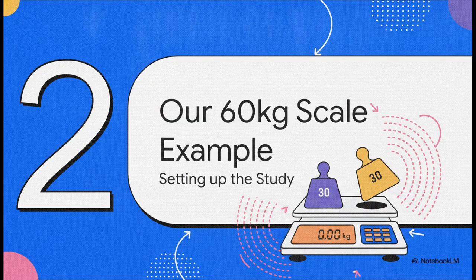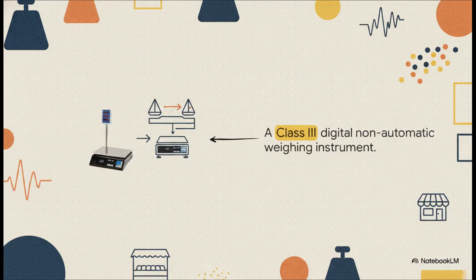All right, moving on to Section 2. Let's ground this theory in reality by setting up our specific case study, a real-world 60-kilogram scale. Now, what's really interesting about this slide is that we're focusing on a Class 3, digital, non-automatic weighing instrument. It's exactly the kind of scale you see every single day at the grocery store or in commercial shops. But testing these digital bad boys requires a highly specific, very technical workflow compared to the old-school mechanical ones.